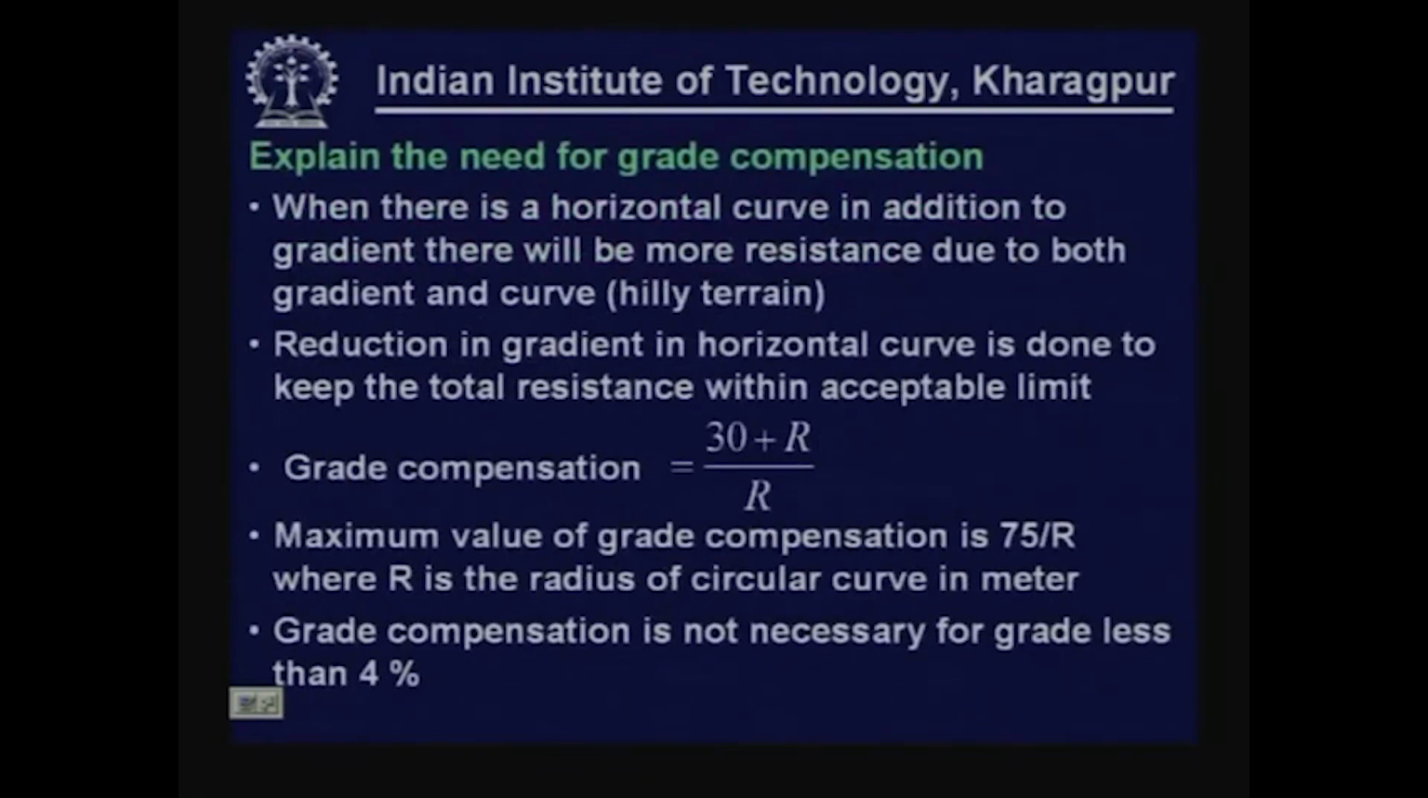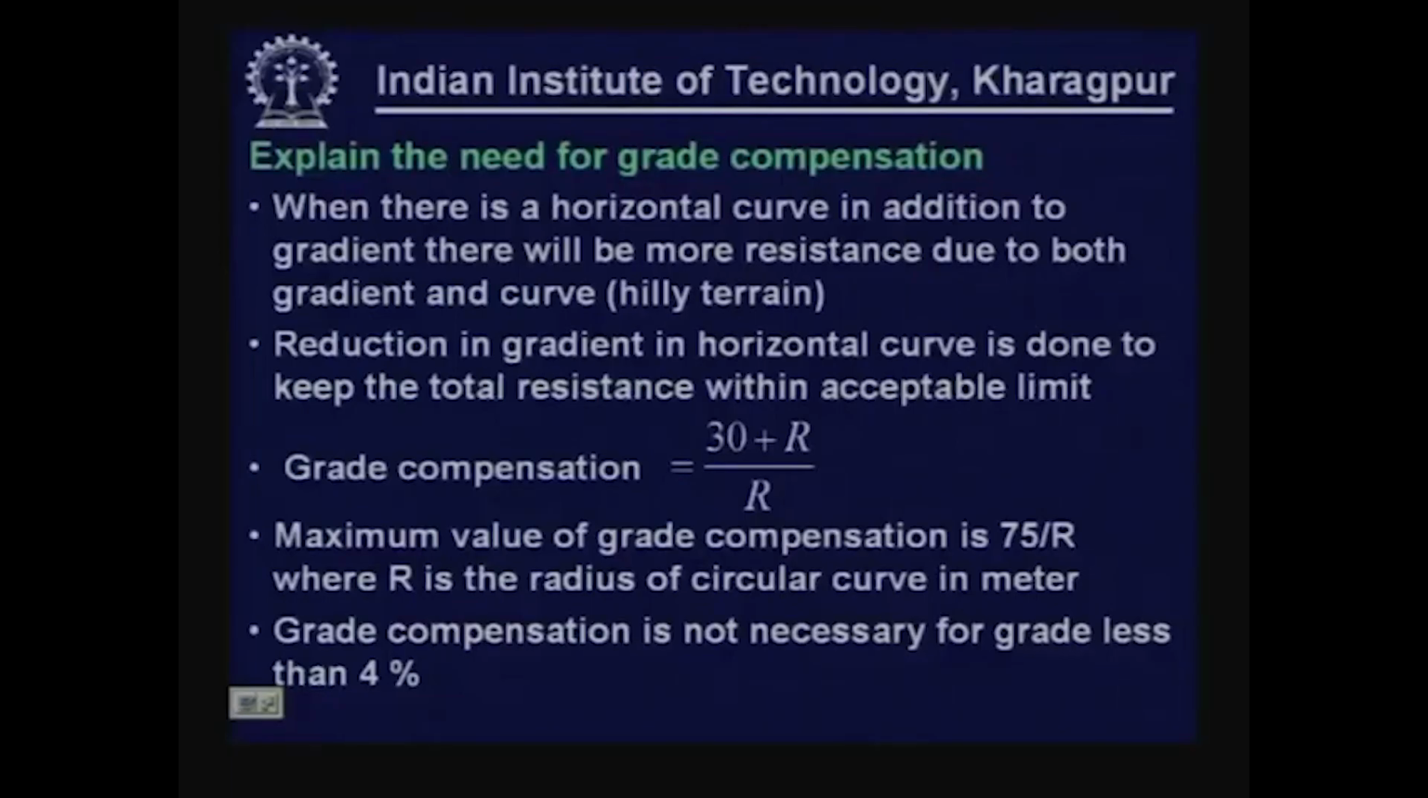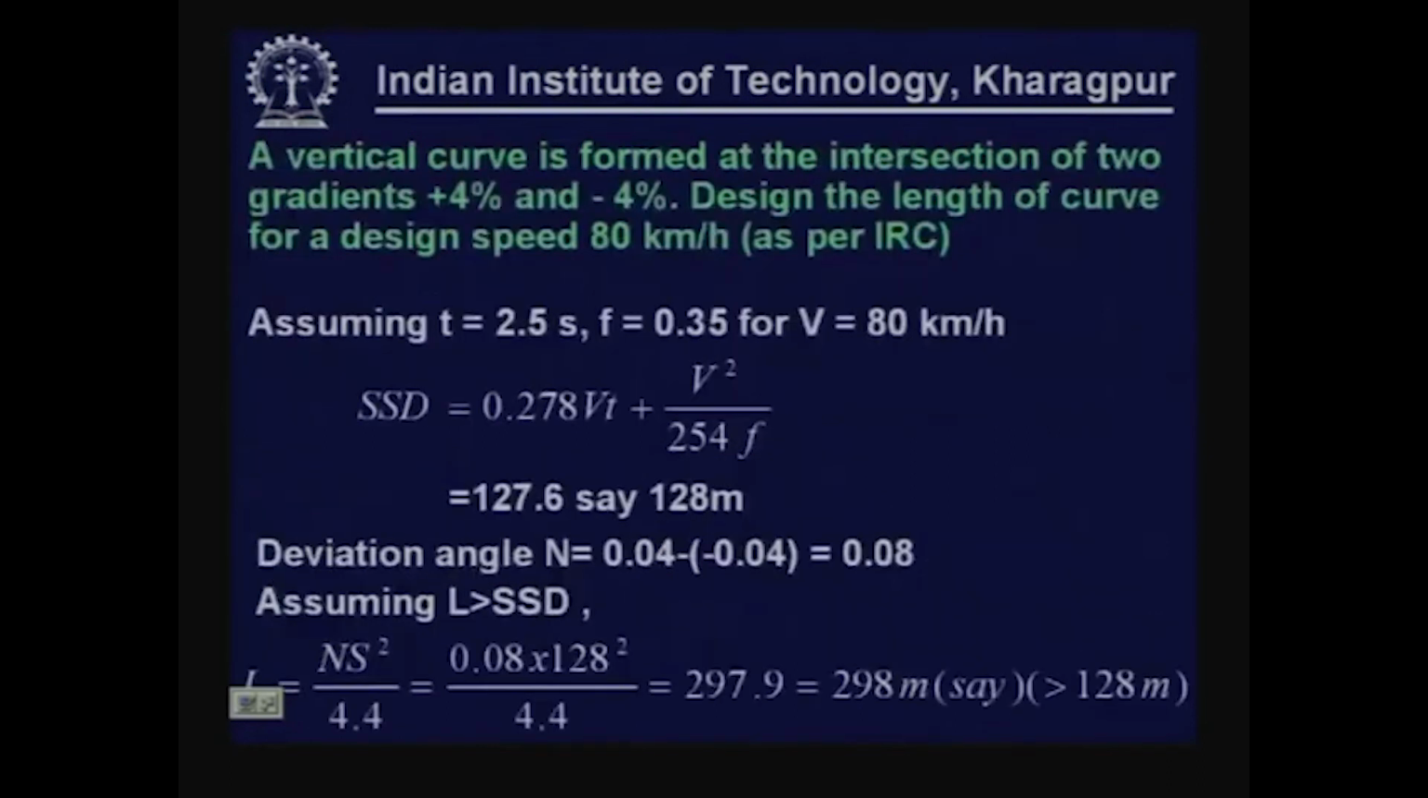Now, why is grade compensation required? Because if a horizontal curve is there along with a vertical grade, the component of tractive effort available in the direction of movement becomes lesser. If T is the tractive effort, and it is a horizontal curve, only the T cos alpha component is available. So, even if the grade is there, it is further reduced. Therefore, a kind of grade compensation is required for smooth operation of vehicles.